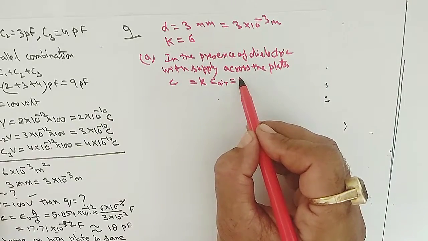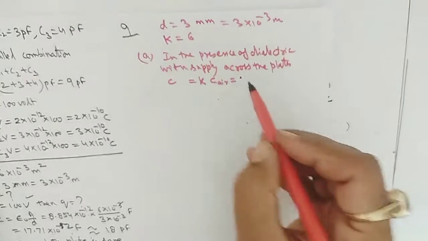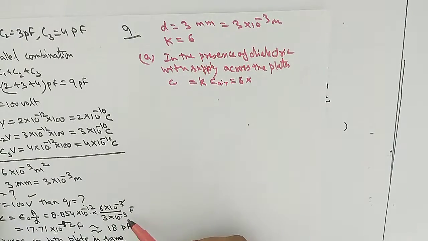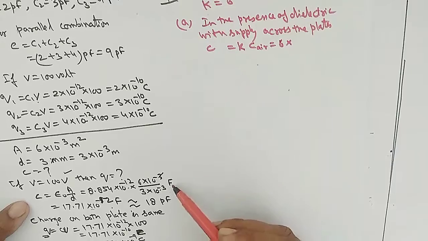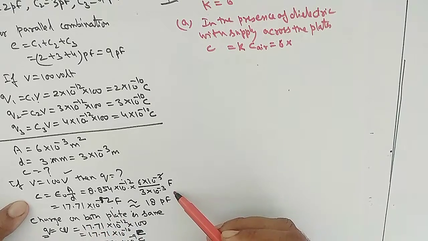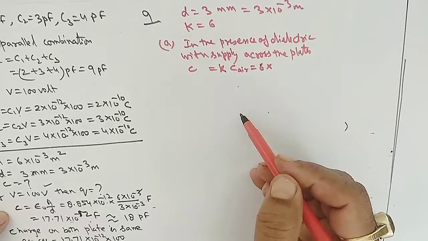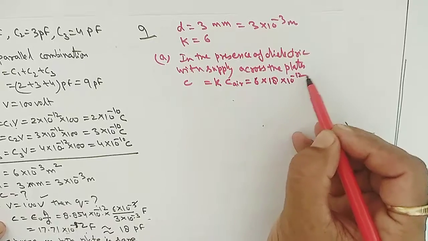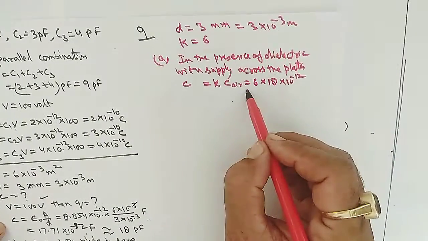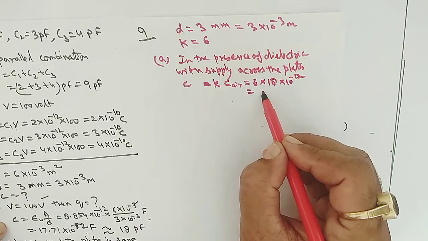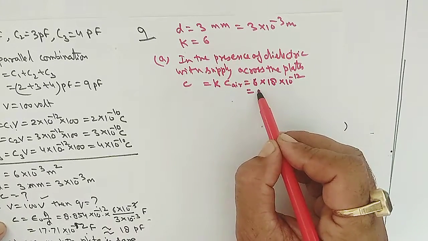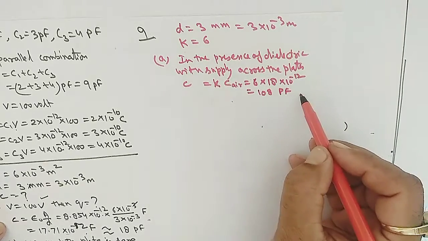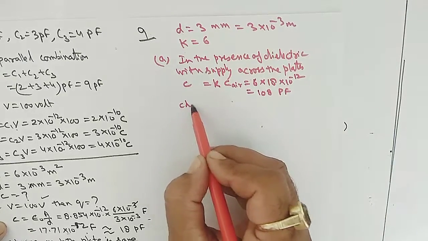So put the values, use the values of the previous question. K is given 6 here, and the capacitance with air is given 18, already we have discussed, it is approximately 18. So put the value of 18 picofarad. Okay, 18 picofarad. This is the answer of the first part to find the capacitance. So if you multiply it, it will come 108 picofarad.